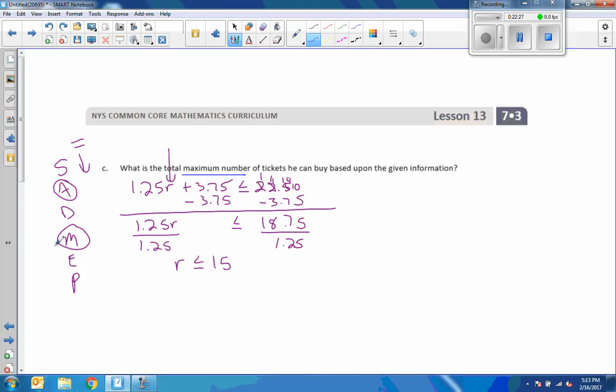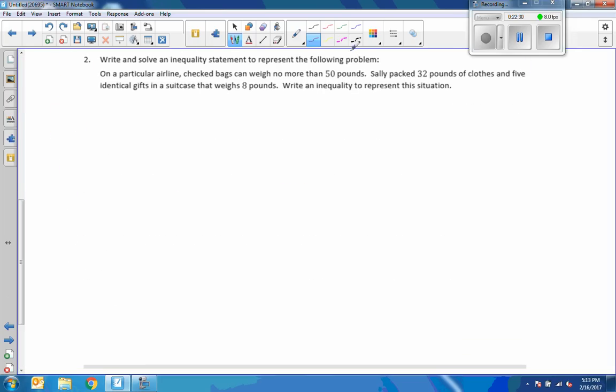Okay, number two. Write and solve an inequality statement to represent the following problem. On a particular airline, checked bags can weigh no more than 50 pounds, so that would be less than or equal to 50 pounds. Sally packs 32 pounds of clothes and five identical gifts in a suitcase that weighs 8 pounds. Okay. Write an inequality to represent this situation. So she has five identical gifts, which we don't know the weight of. Okay, call that G. So five gifts.